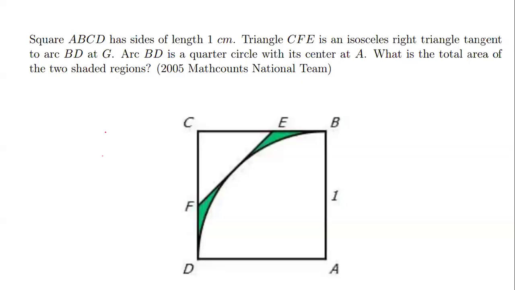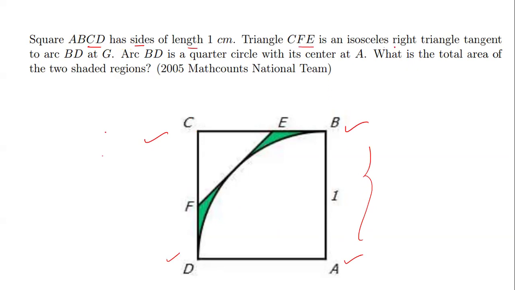So hello guys, in this video we are going to solve this problem. It is given that square ABCD has sides of length 1 centimeter. You can see that A, B, C, D is a square and this side's length is 1 centimeter. So all sides are equal to 1 centimeter.